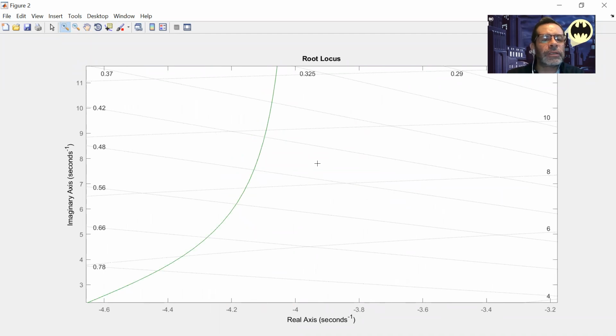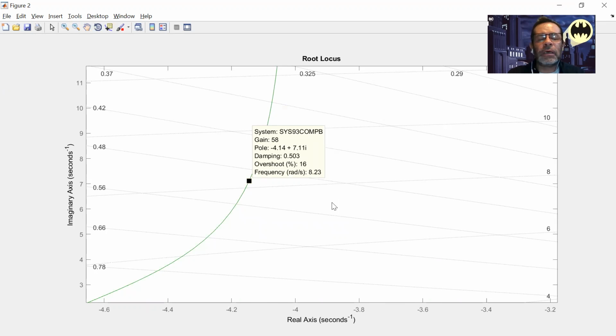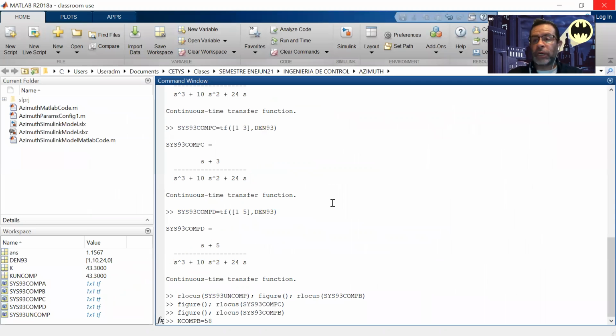I'm just going to grab an approximate value. Okay. And I'm going to go here, so we're looking for 16. Oh, right there. So the gain there is 58. So I'm going to write that value down. So K comp B is going to be 58. And we're going to compare the responses.